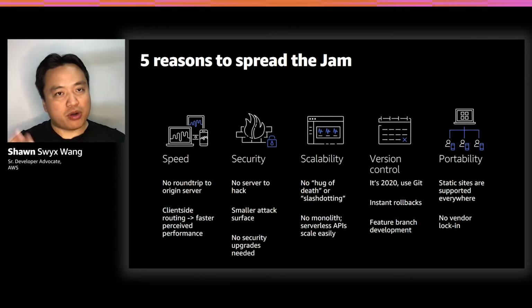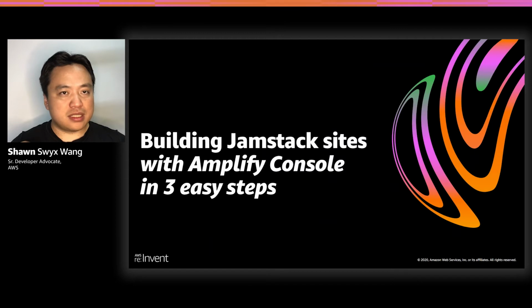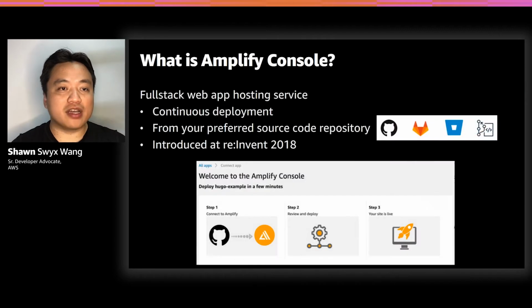So let's explore a little bit how to get started. And this is just a quick hit, for those who've never seen AWS Amplify before and want to know how easy it is to get started using Amplify and using Jamstack sites on Amplify. So Amplify Console is a full stack web app hosting service. It helps you do continuous deployment from version control like GitHub, GitLab, Bitbucket, and so on.